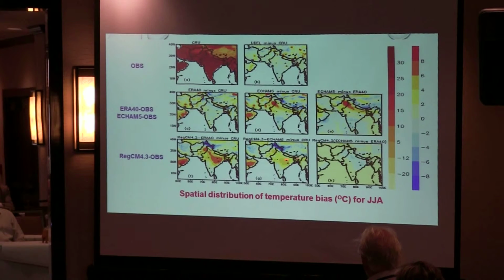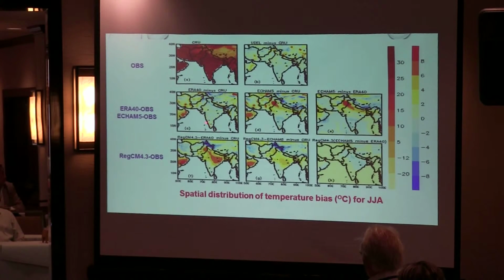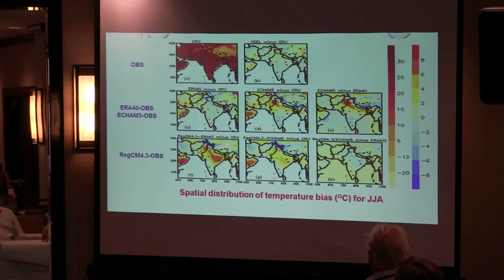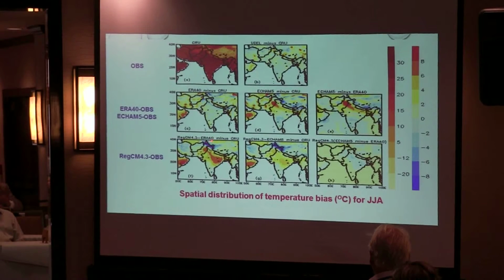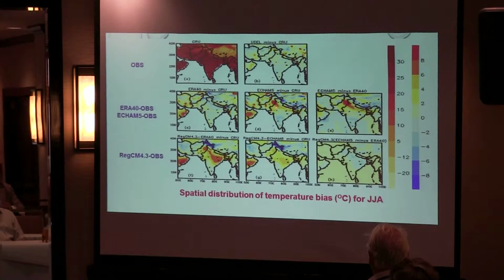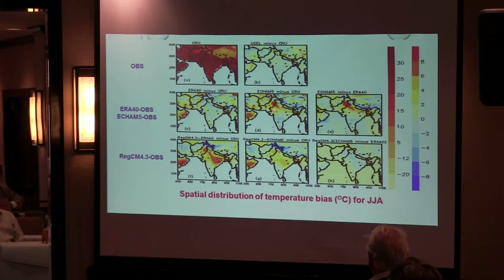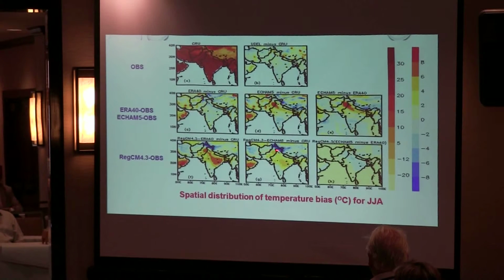The next is the summer season of reanalysis, GCM, and the two simulations. In this comparison, we have a cold bias that is much larger as compared to the observational data set. But in the case of the ECHAM5 and ECHAM4 ECHAM5, this warm bias is reduced here.